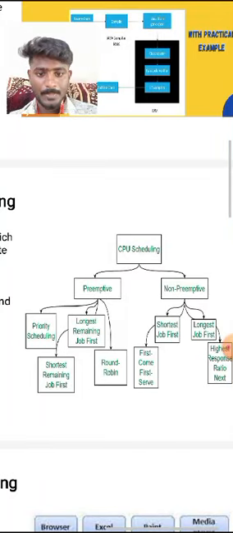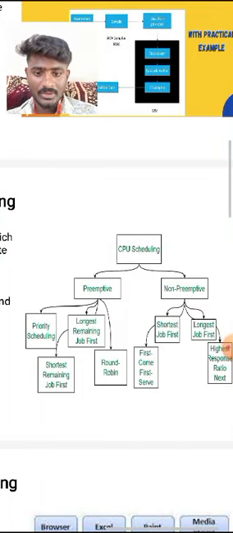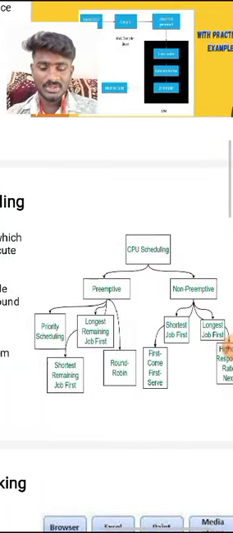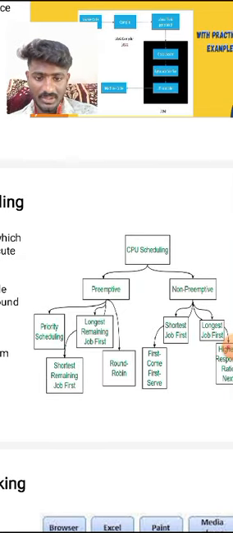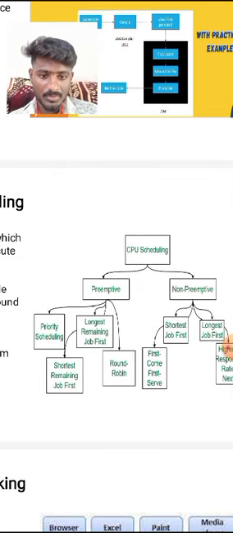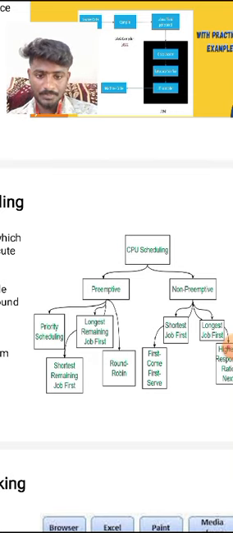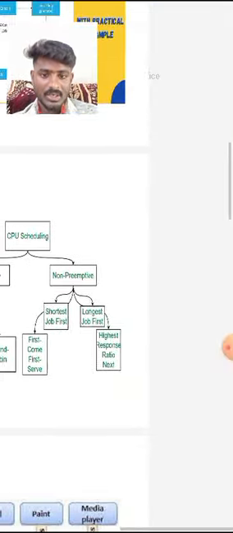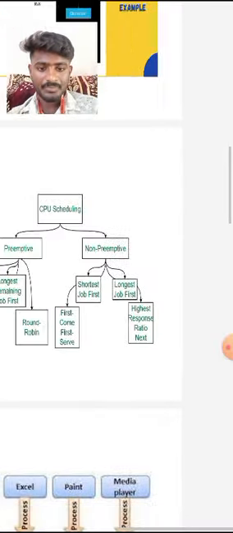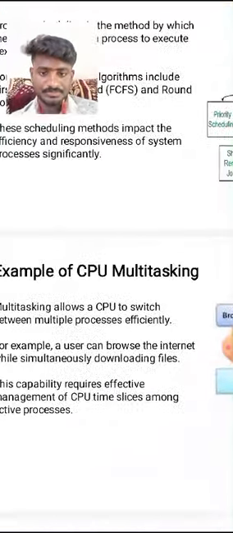CPU scheduling: preemptive and non-preemptive. First one, preemptive scheduling: longest remaining job first, shortest remaining job first, round robin. Non-preemptive scheduling: shortest job first, longest job first, first come first served, highest response ratio next.